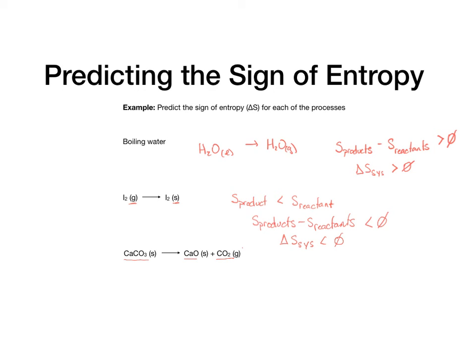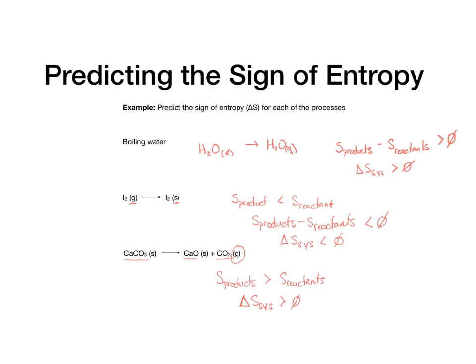You can also look at this in that in our products, we have a gas. And so we would expect that the total entropy of the products should be greater than the entropy of the reactants. And therefore, we would expect that the delta S of the system should be greater than 0 or increasing.